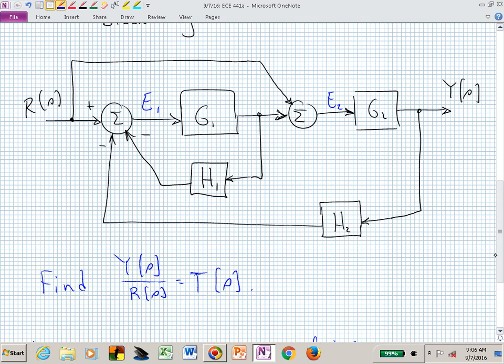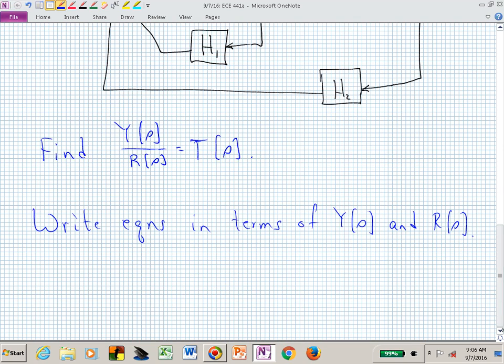First, let's start with the output and work our way back towards the input. Let's just say that Y is equal to G sub 2 times E sub 2. That's a correct expression. Let's start there.